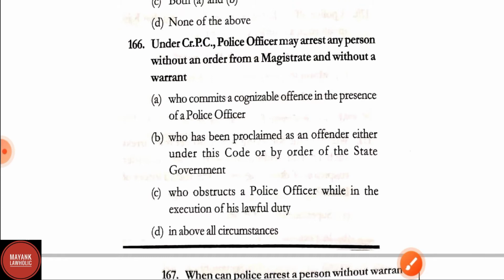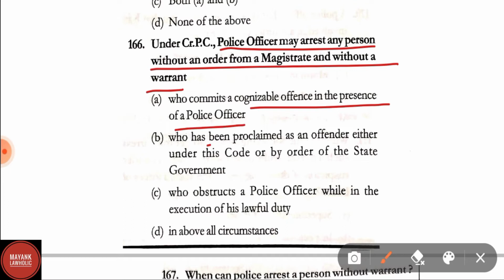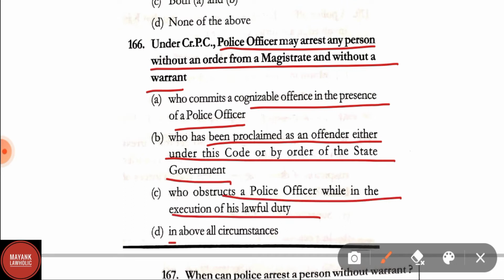Question number 166. Under CrPC, a police officer may arrest any person without an order from a magistrate and without a warrant. Here the options are: A, who commits a cognizable offence in the presence of a police officer; B, who has been proclaimed as an offender either under this code or by order of the state government; option C, who obstructs a police officer while in the execution of his lawful duty; and option D, in all the above circumstances. Here the correct answer is option D, that is in all the above circumstances.